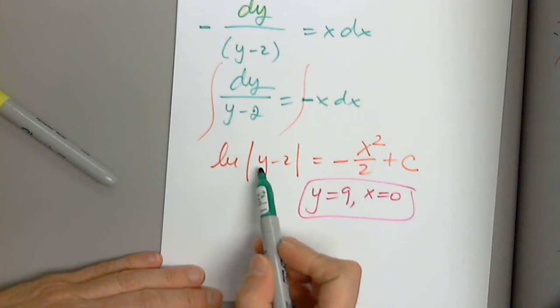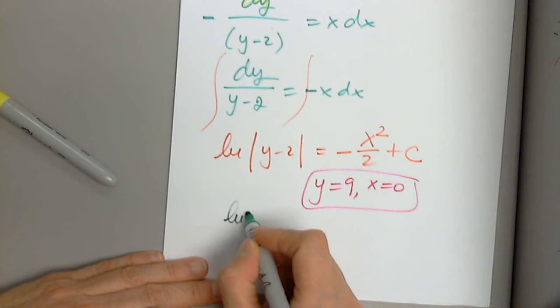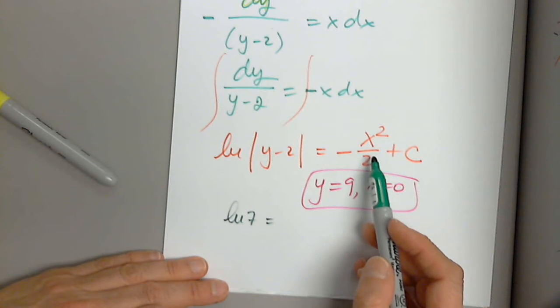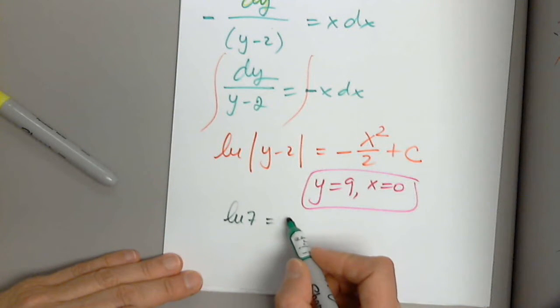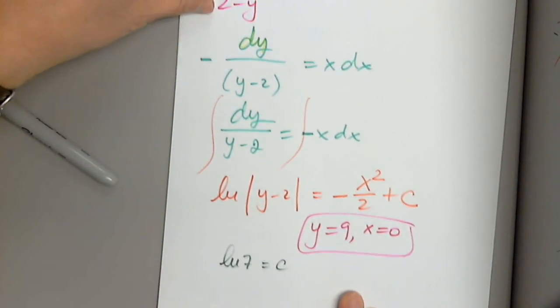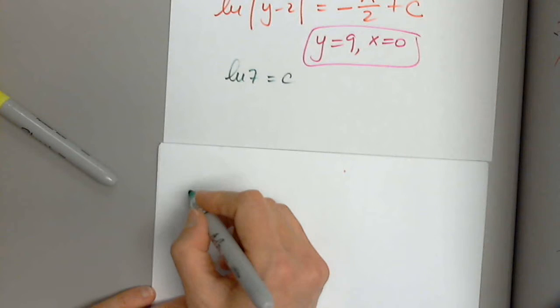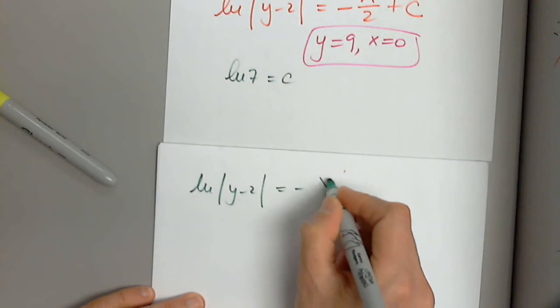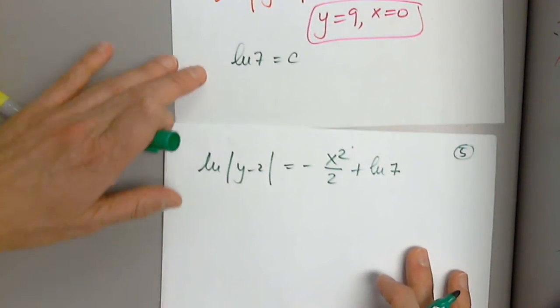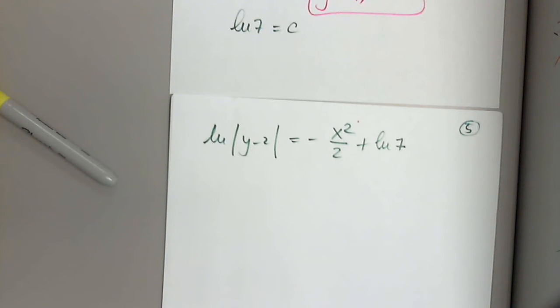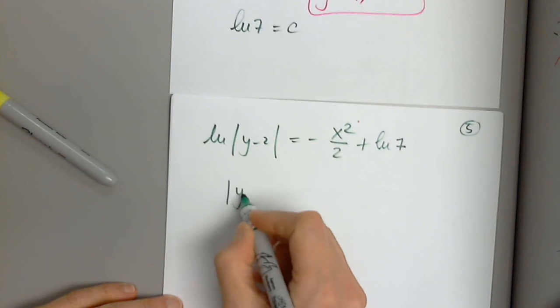When y is 9, how much is 9 minus 2? So this is natural log 7. X is 0. So what do I have on the right-hand side? That's it. So then, the equation becomes natural log of y minus 2 equals negative x squared over 2 plus natural log 7. And now I'm ready to apply that procedure. E raised to all this equals the absolute value of y minus 2.